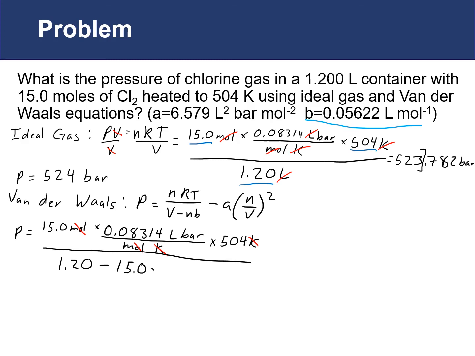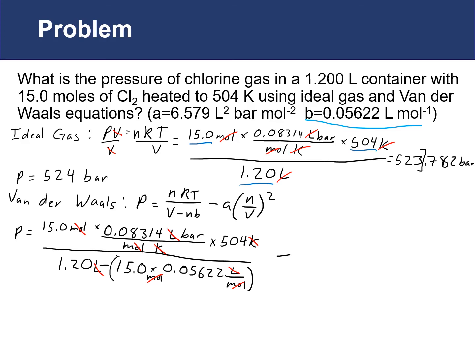So n times b, and to make sure that we do the n times b first, we'll put it in a set of parentheses, 0.05622 liters per mole. The units on the 15 are moles, and so our moles would cancel out, giving us liters. Our unit here is liters, so we're taking liters minus liters, which is good because in order to do addition or subtraction, your units have to agree. Up here, our liters on top cancel out the liters on bottom, so that works out.